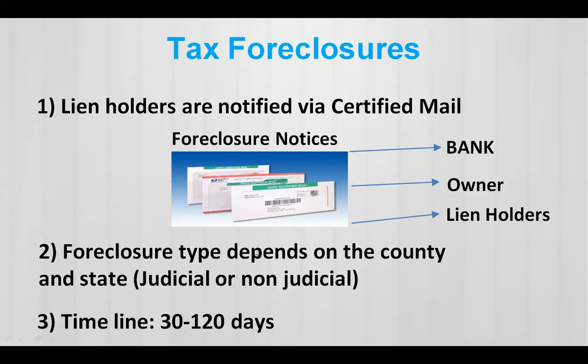The foreclosure type depends on the county and the state, and the two different types of foreclosures in this realm are going to be judicial or non-judicial. And the timeline to secure, again, your property, if and when they don't pay, is within 30 to 120 days, contingent on this right here, the judicial or non-judicial.